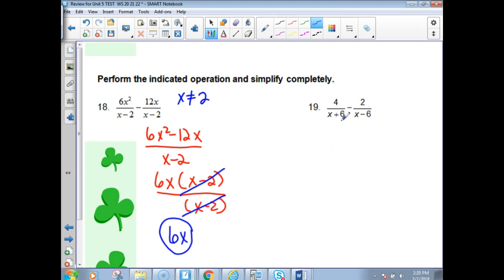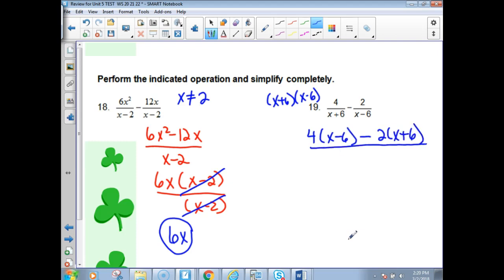All right, this has different denominators. So the LCD is both of them put together, x plus 6 times x minus 6. The first fraction we need to multiply by x minus 6, and the second one by x plus 6.